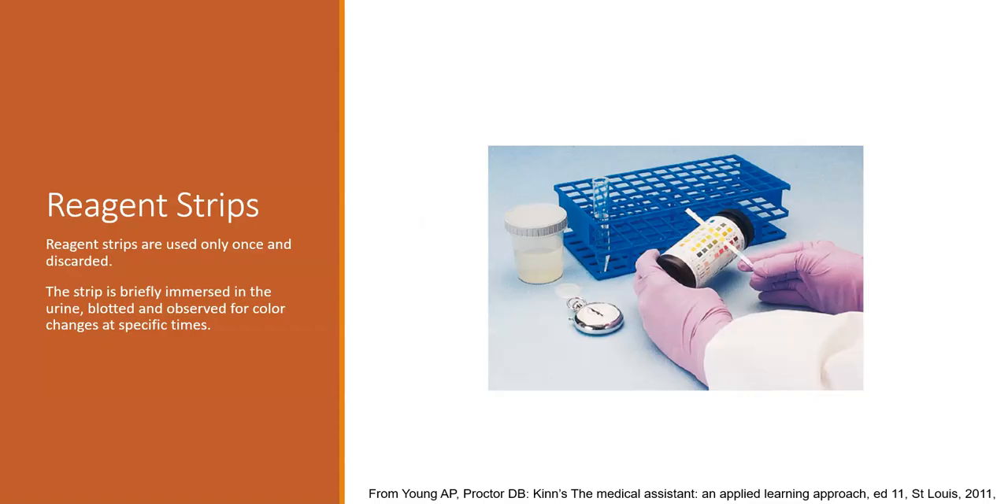Reagent strips are used only once and then they are discarded. The strip is briefly immersed in the urine, blotted, and observed for color changes at specific times. And this is another challenge for students: on the bottle it will say this needs to be read at this time, this one at this time, this one at this time. So you have to keep an eye on the clock and mentally make an interpretation of that pad.